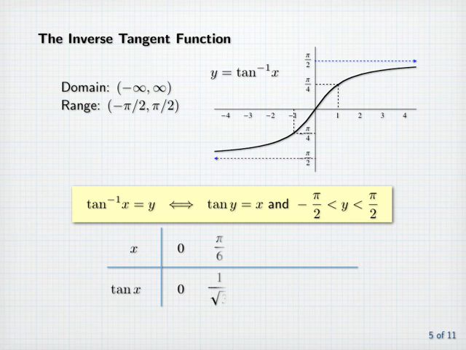Now let's recall the standard exact values of the tangent function for first quadrant angles. Tangent of 0 is 0, tangent of pi over 6 is 1 over root 3, tangent of pi over 4 is 1, tangent of pi over 3 is root 3, and the limit as x approaches pi over 2 of tangent x equals plus infinity.